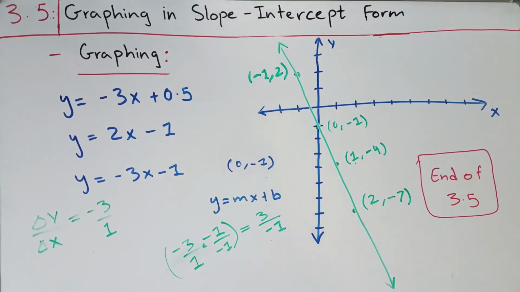And this is it for section 3.5. I hope you now understand the concepts of the slope-intercept form, which is y equals mx plus b. You understand how to find the slope and the y-intercept of some line, and also how to graph a linear function by using your slope and the y-intercept.